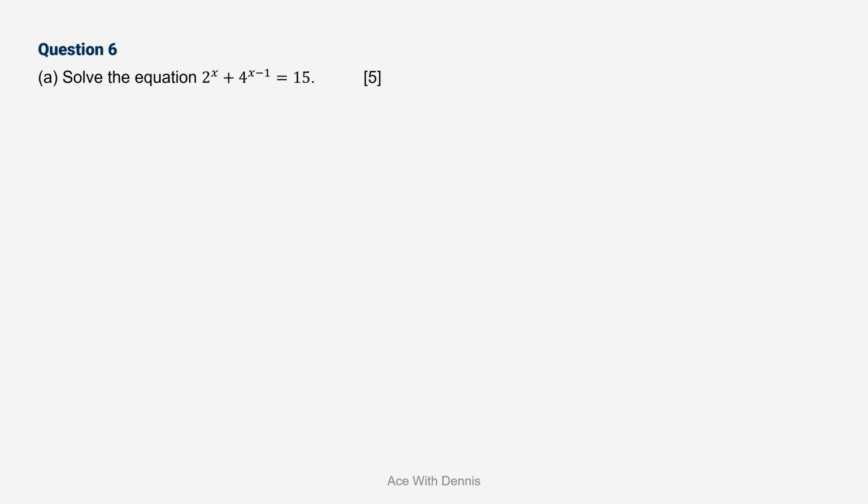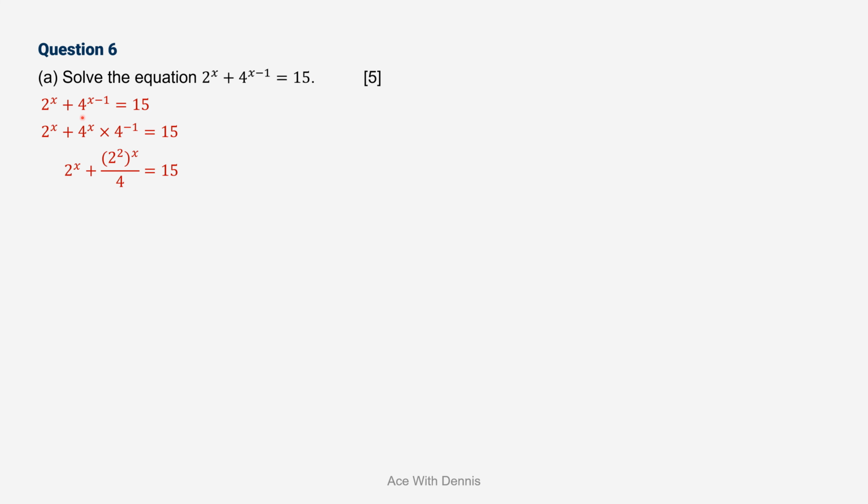Question 6. A. Solve the equation 2 to the power x plus 4 to the power x minus 1 equals 15. 5 marks. So from the given equation, 2 to the power x plus 4 to the power x minus 1 equals 15. So the first thing we can do is break this index into this form. So 4 to the power x times 4 to the power negative 1. Okay, the rest we just copy down.